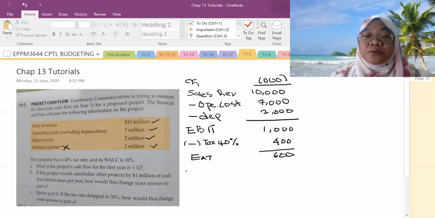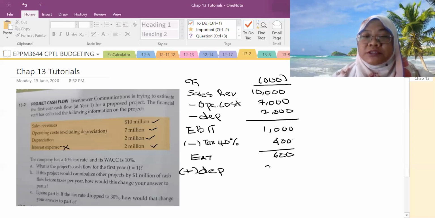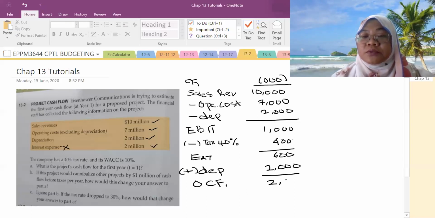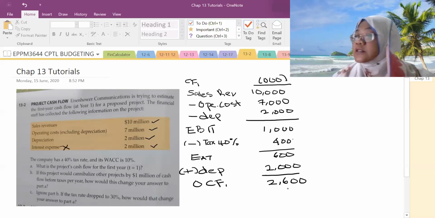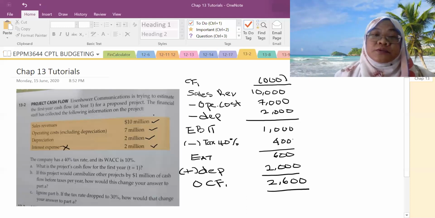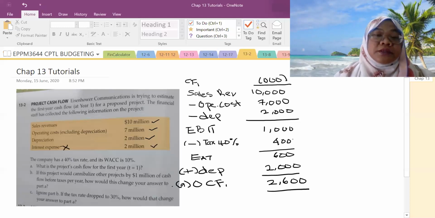And then what do you do? You will add back depreciation, kan? Add back depreciation, how much? It was 2 million. Okay, so that will give you operating cash flow for year 1 equal to 2,600,000. Okay, so this will give you the answer for question A, right?